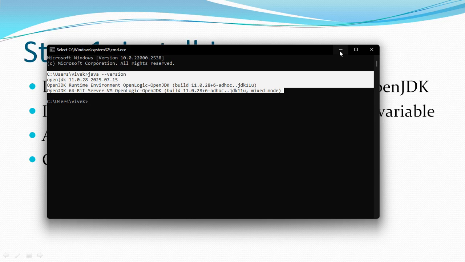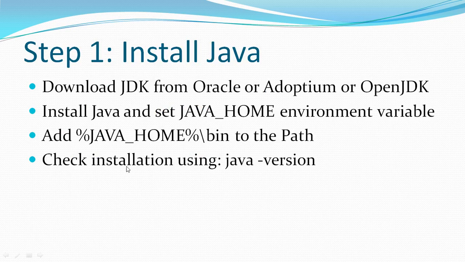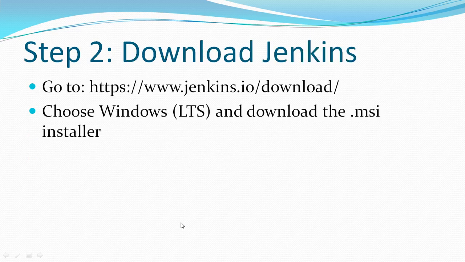So I'm just minimizing it. So these things, the first step I have completed: downloaded the JDK, unzipped the JDK, and also set the environment path as well as the Java home path, and also showed you the Java version. Now let's go to another thing. So now it's time to download Jenkins for Windows.